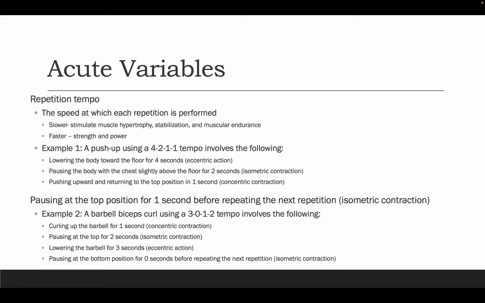The first number is always your lowering, or your eccentric action. The second is the pause, the isometric contraction. The pushing upward and returning to the top position is a 1 second concentric. And then the last one is a 1 second pause between each rep, all right?